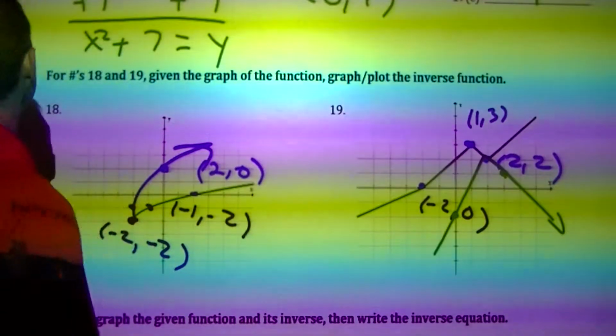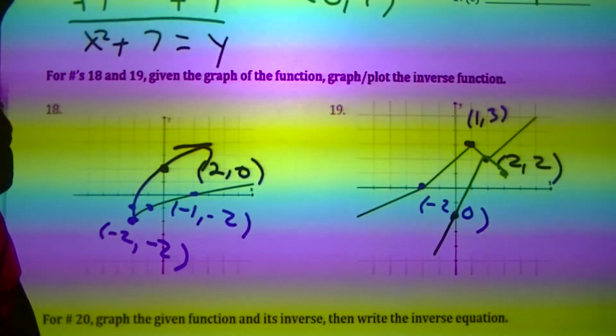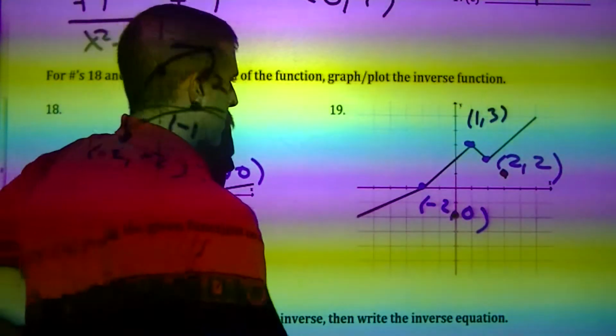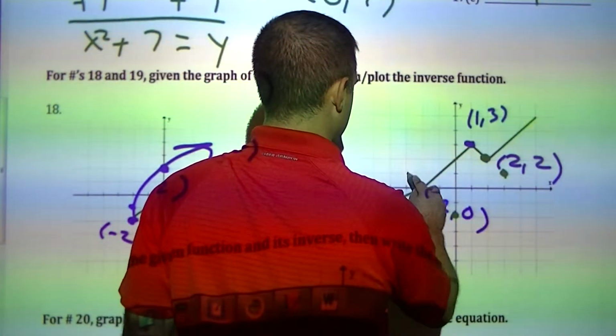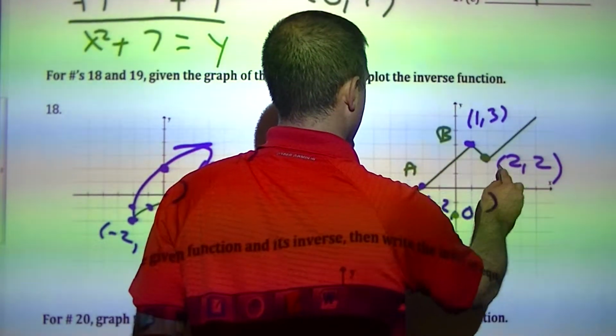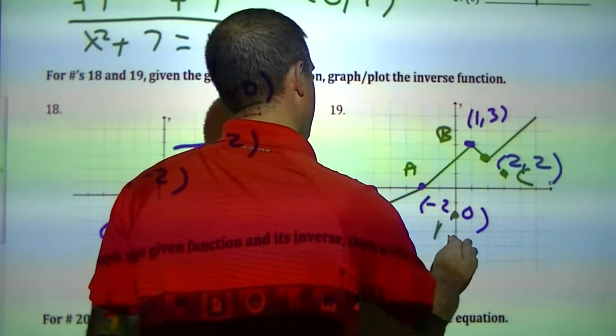Okay? Actually, hold on one second. Let me replicate that. All right. I might have to get another point in here. That's 3 over 1 up, 2 over. I might need to label these. Let's call that A, B, and C. So that's my new A.